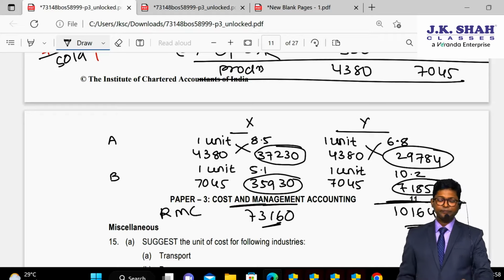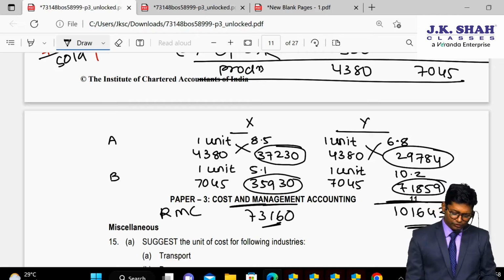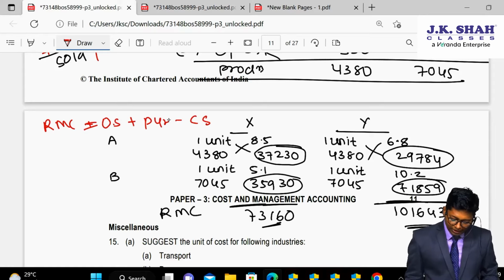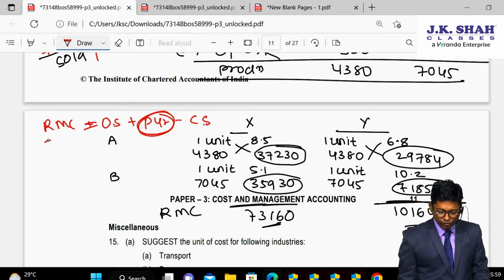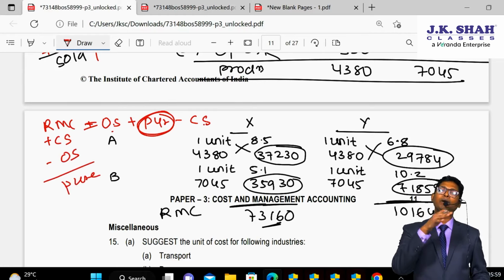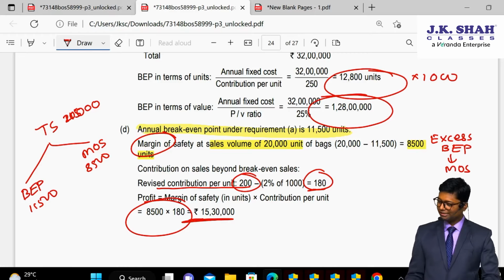Sir, what you computed? This is RMC. Hope you remember RMC's formula. RMC is equal to opening stock plus purchases minus closing stock. The question is asking us to prepare the purchase budget. For that purpose, this closing stock we will add to RMC and opening stock we will deduct from RMC. This will give us purchase quantity, and when you multiply purchase quantity with purchase price, you are going to get the purchase value. This is the easiest calculation.